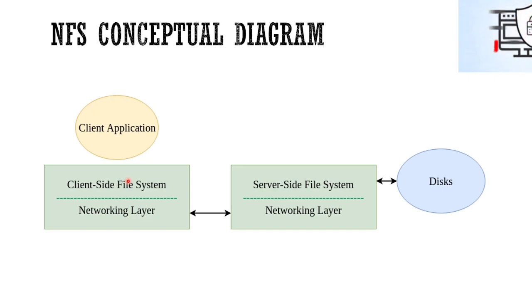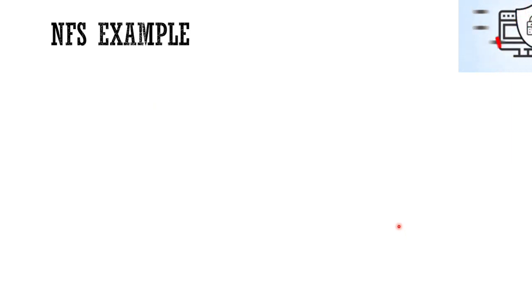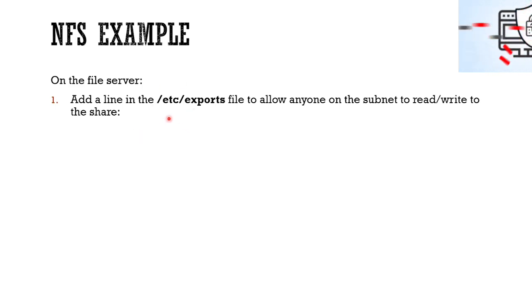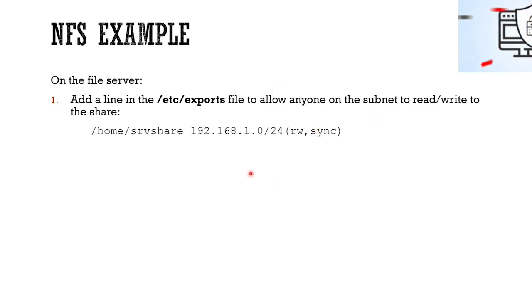So here's an example of using NFS. On the file server, we would add a line in a file, /etc/exports, to allow anyone in the subnet to read or write to the share. So in this file right here, we would add a line. In the home directory, a subdirectory called whatever you want to call it. And frankly, it doesn't have to be home. It's just, this is an example, makes it easy for a user. We'll call this folder srv share, whatever. And we'll say that the entire subnet here can read, write, and sync.